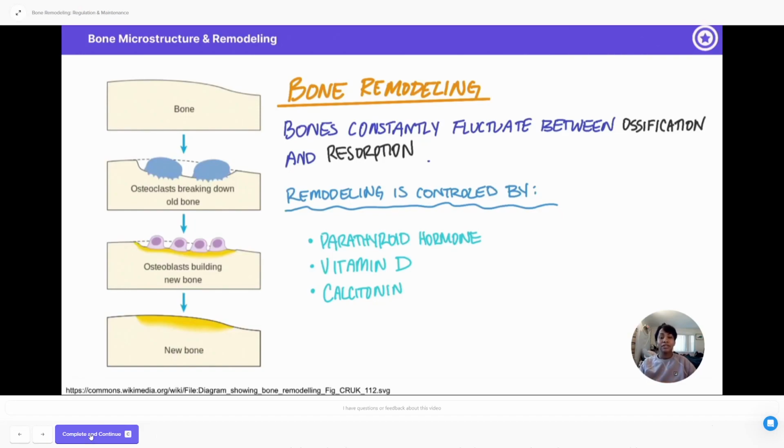And bone remodeling is important for homeostasis not only because remodeling affects the structural integrity of bones, but the minerals that get released from our bones can be useful in times of need, or we may use the bones as storage for minerals that are too abundant in our blood. And the remodeling process is controlled by parathyroid hormone, vitamin D, and calcitonin. So let's get into how each of these really helps with that.